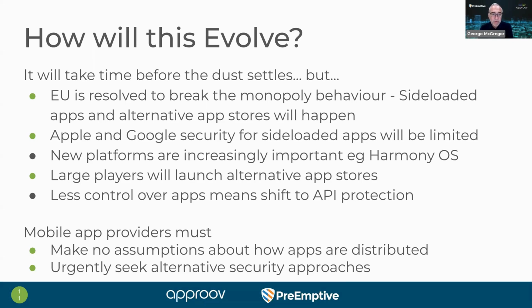And the whole thing is going to mean a shift to API protection, because even if you are not planning to have sideloaded apps, there will be copies of your apps available, and there will be the risk of cloning apps and apps being available in other forms that are going to attack your APIs. So there's a whole shift to API protection that's going to be very important here. So in conclusion, mobile app providers really need to make no assumptions about how your apps are going to be distributed and where they're going to end up. And you need to urgently seek alternative security approaches.